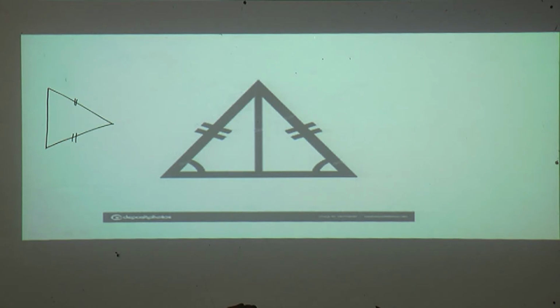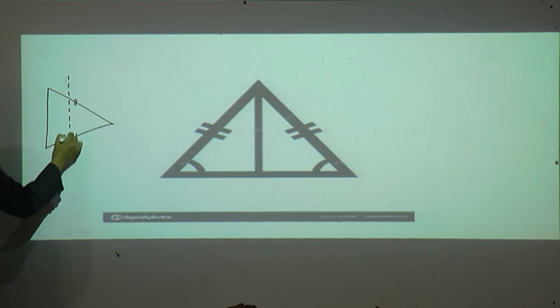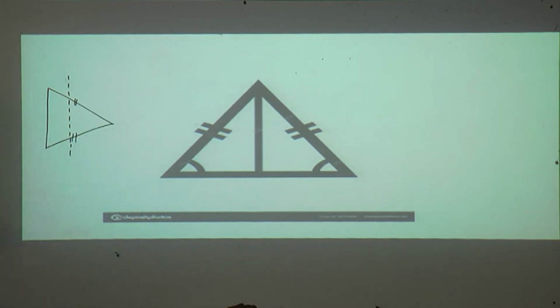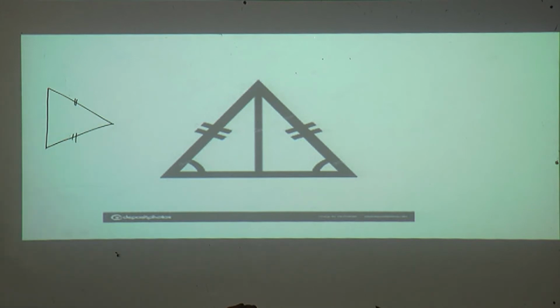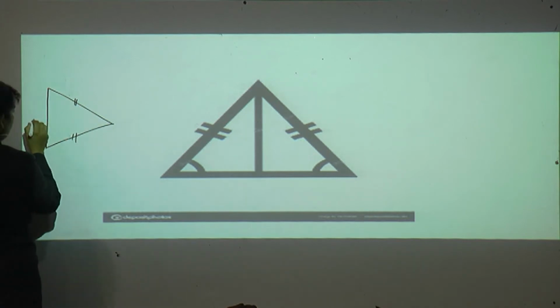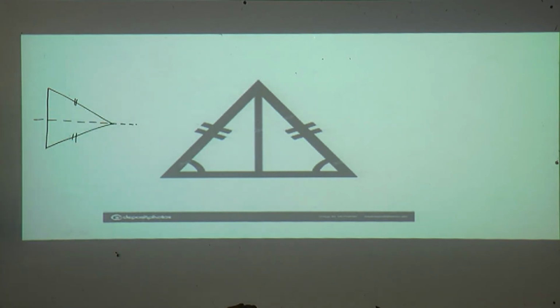Yes students, think about it. Okay, if I draw the line like this, that means a vertical line, can the parts be equal? Do we get two equal parts? No. Then what to do? Yes students, think about it. Yes, very good students. If we draw the line horizontal here, that means we can get two equal parts of a triangle.